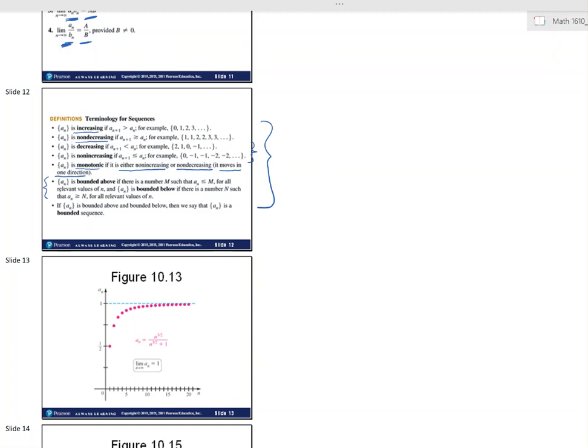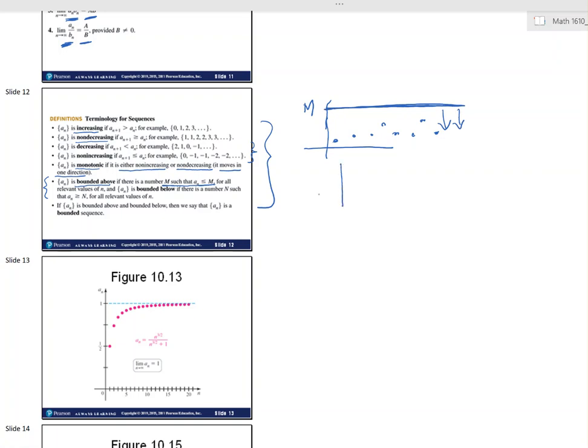The next one says a_n is bounded above if there is a number M such that a_n is always less than or equal to M. Then it's called bounded above. So what that means is that here's your sequence which is going along like this, but there is some number M and it always stays below this, never crosses this. Then it's called bounded above.